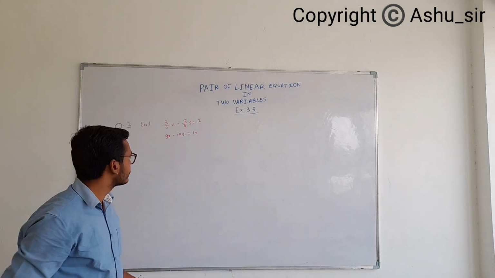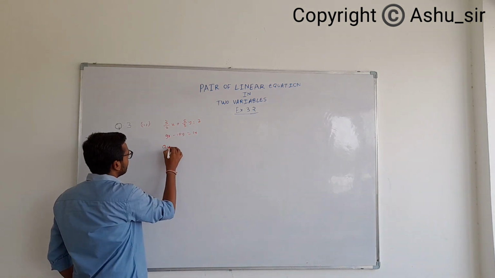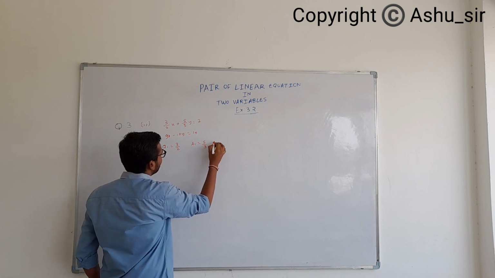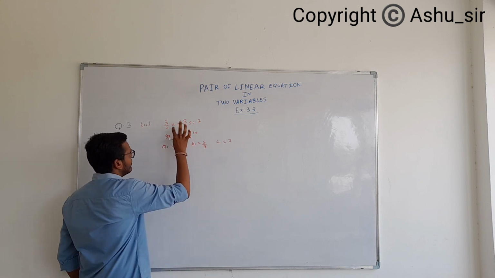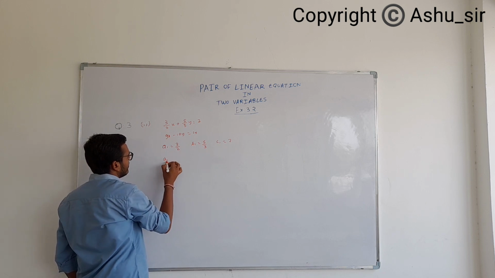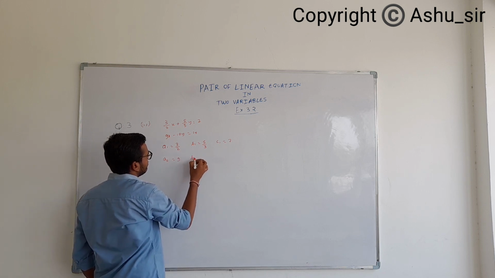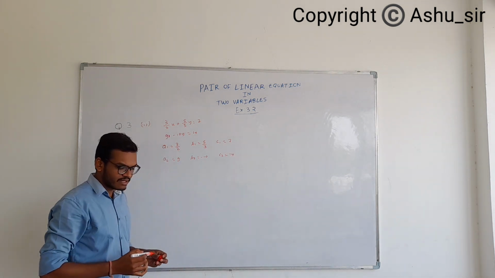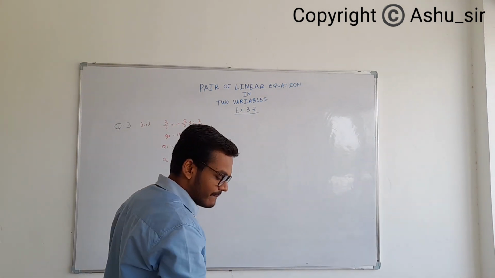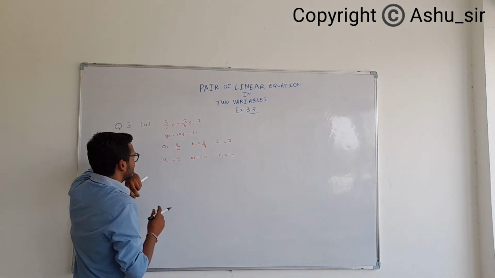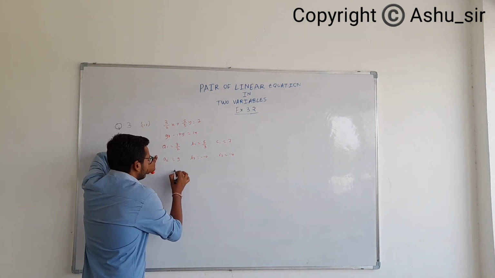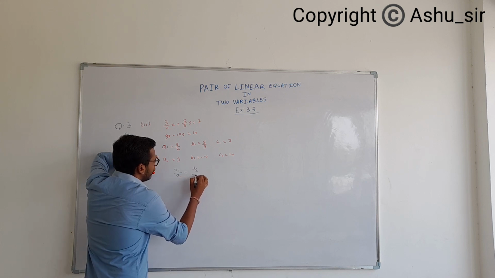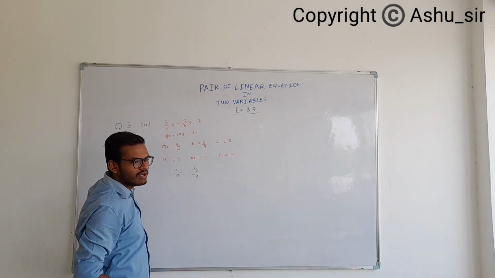ठीक है, चलो. So A1 is 3 upon 2, B1 is 5 upon 3 and C1 is 7. A2 is 9, B2 is minus 10 and C2 is 14. ठीक है. Now let's compare the ratio. तो बच्चों सबसे पहले किसका रेशियो फाइंड करेंगे? A1 upon A2. A1 upon A2 that is 3 upon 2 upon 9.